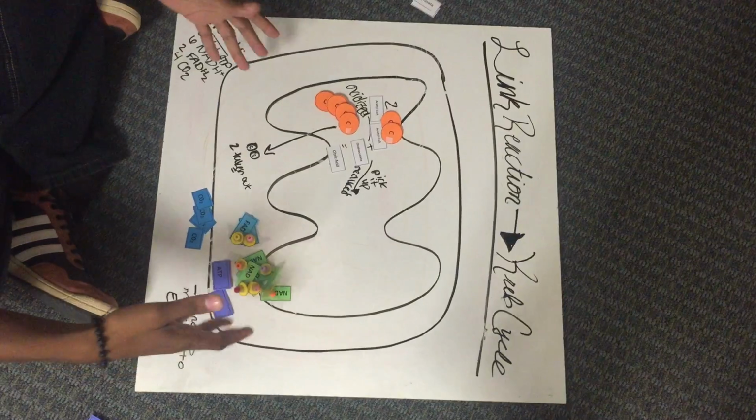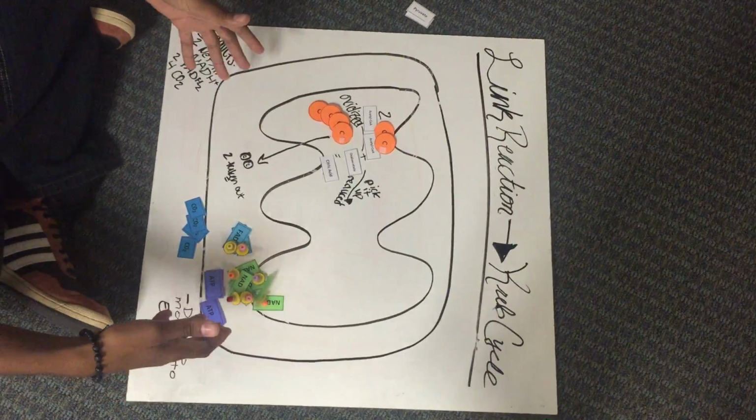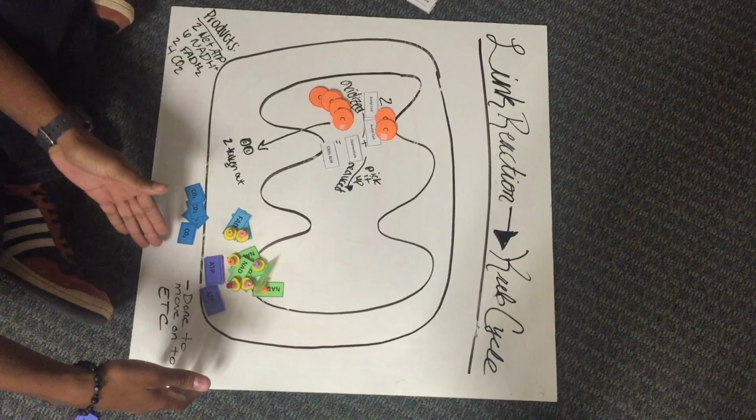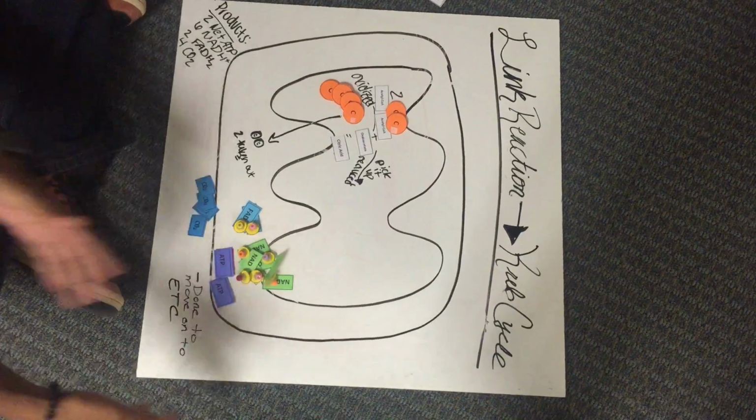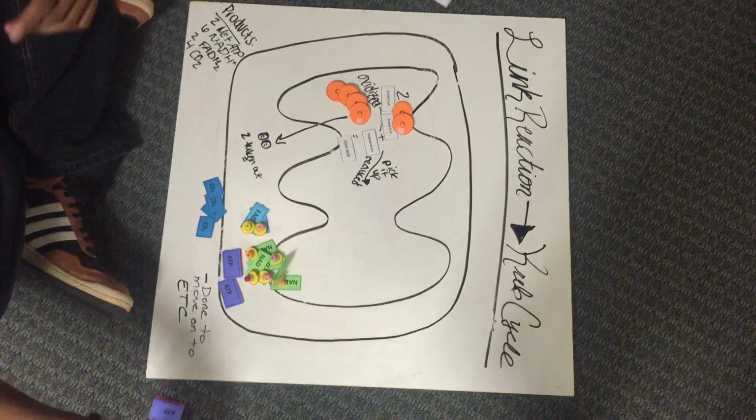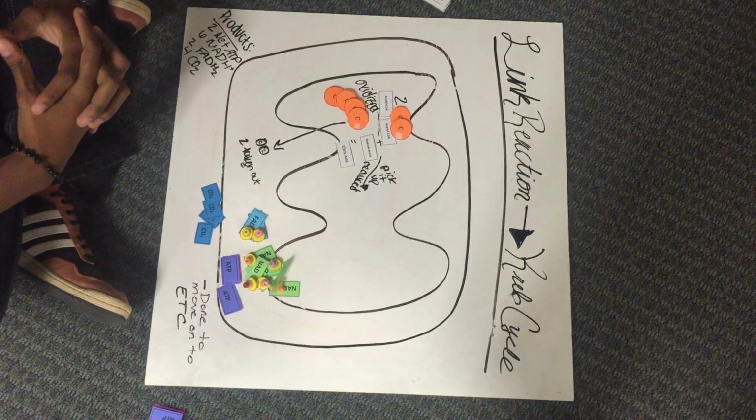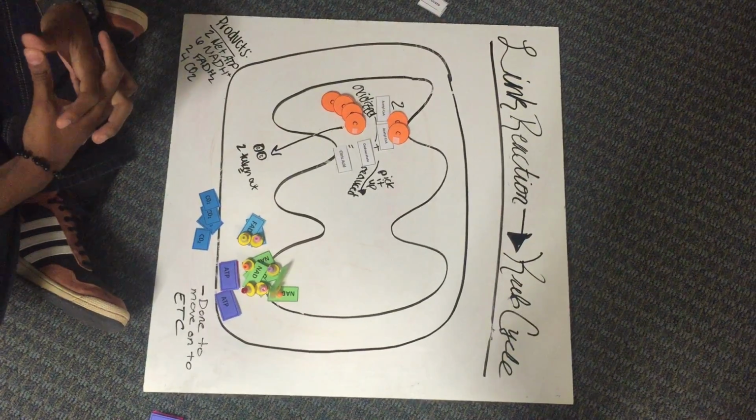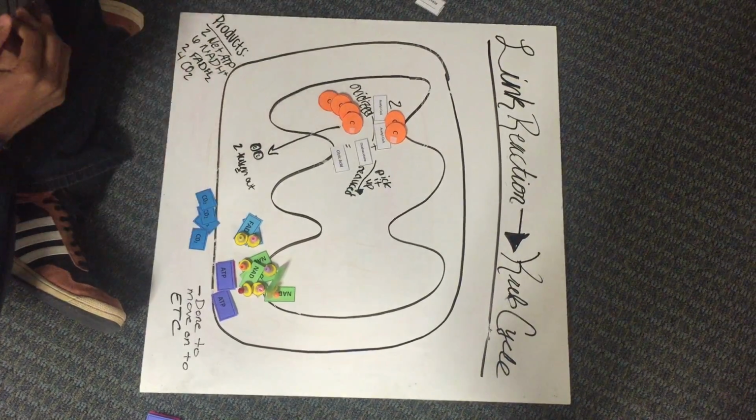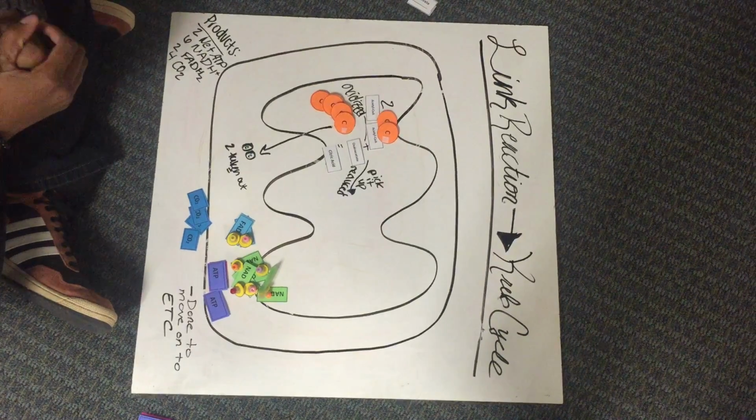And after all of these are created and the products are available, this is used to be able to move on to ETC, which is the next cycle of cellular respiration, which is the electron transport chain.